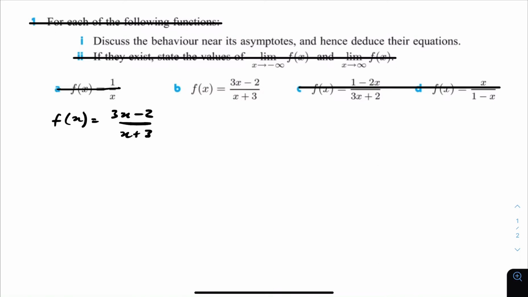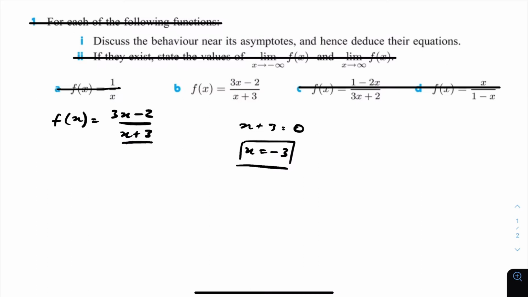So the way we can deduce the asymptote is, if the denominator is 0, we have a vertical asymptote as that function is undefined. So if we make x plus 3 equal 0, we get the first asymptote, which is x is equal to negative 3. Now we have to focus on finding the behavior on either side.